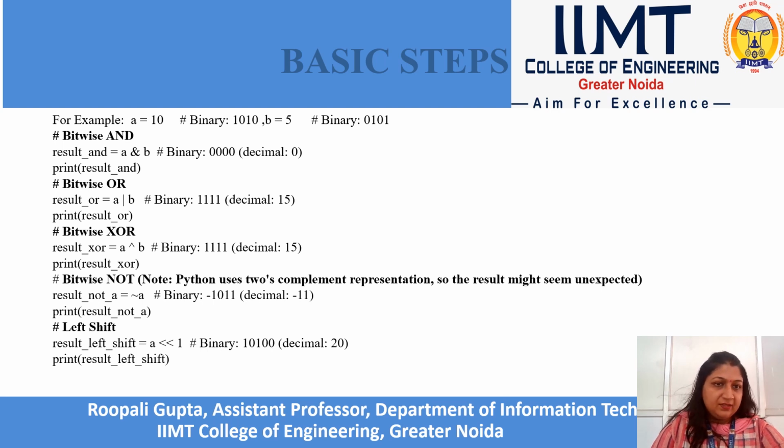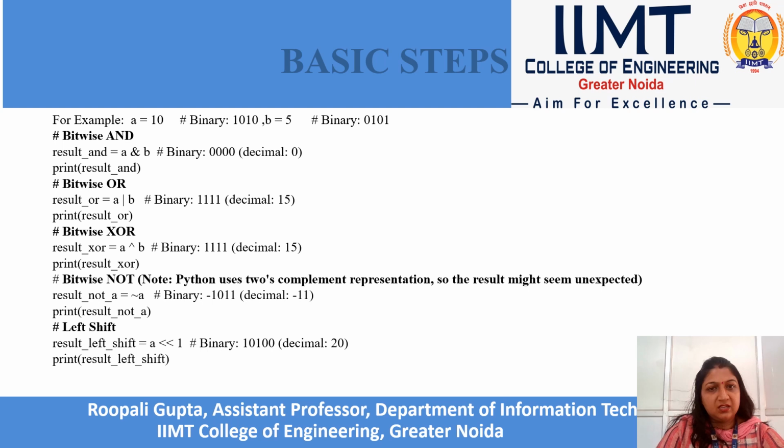So this is the example given for the bitwise operators, how they work. Suppose we have a equal to 10 and b equal to 5. What will be the binary of a equal to 10? It will be 1010, and for b it will be 0101. It compares each bit of the individual integers. For AND, if both the bits are 1, it returns 1, otherwise it returns 0.